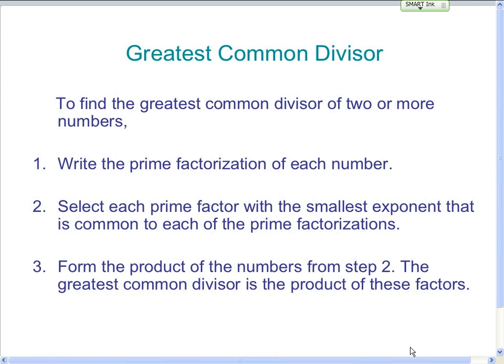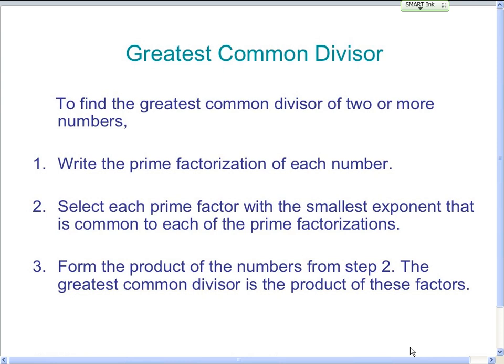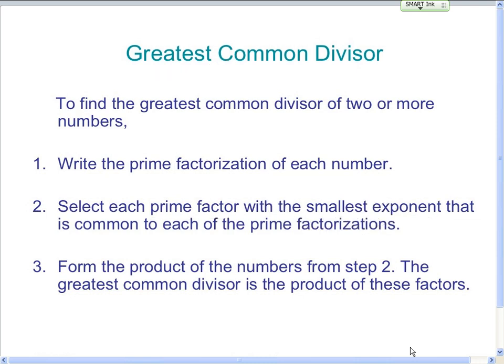Okay, steps to finding the greatest common divisor of two or more numbers. First thing you want to do is write the prime factorization of each number. Second thing, select each prime factor with the smallest exponent. If we want the greatest common divisor, we want the smallest exponent that is common to each of the prime factorizations, and then we multiply those out. So I'll give you an example to see how that works.